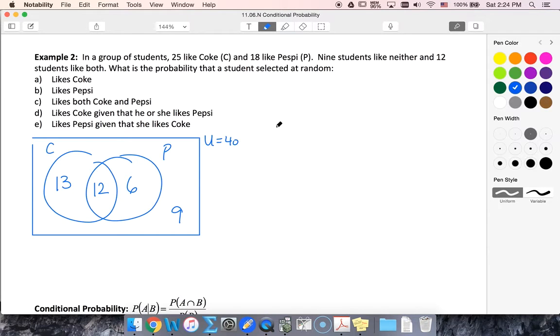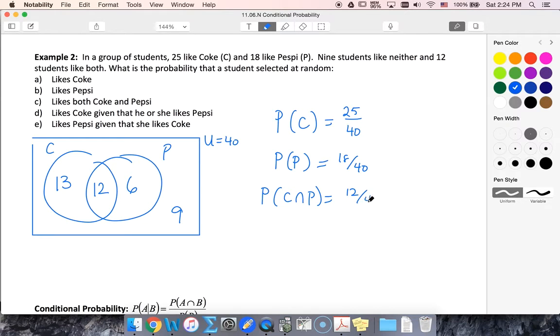All right, liking Coke: the probability that a student likes Coke is 25 out of that 40. Liking Pepsi is 18 out of 40. Liking both, 12 out of 40.